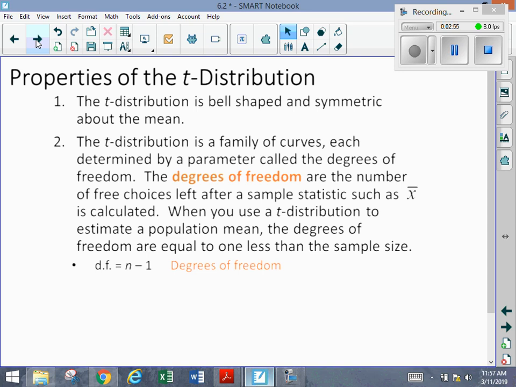So this t distribution is like the normal distribution in a lot of ways. It has a bell shape, the area underneath it is equal to 1, the mean and the median are the same, and it is symmetric about the mean. What's different is that its shape depends on the degrees of freedom. Degrees of freedom is just your sample size minus 1.